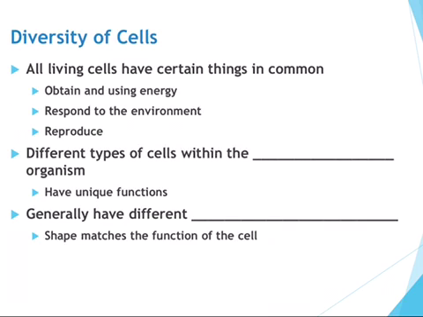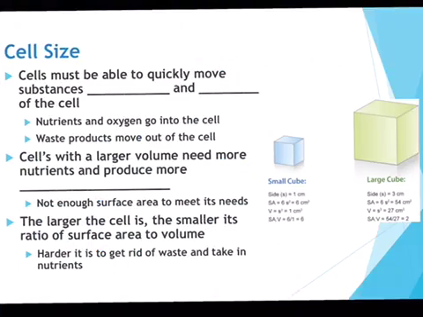So, all living cells have certain things in common. They obtain and use energy, they respond to their environment, and they can reproduce. Different types of cells within the same organism will have unique functions, and they will also generally have different shapes, and their shape will match the function of their cells.